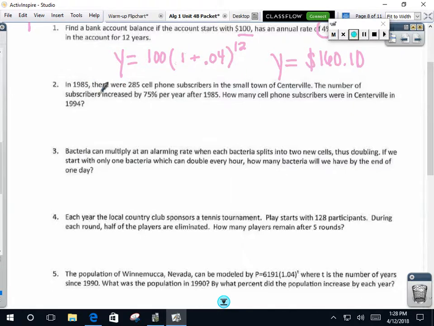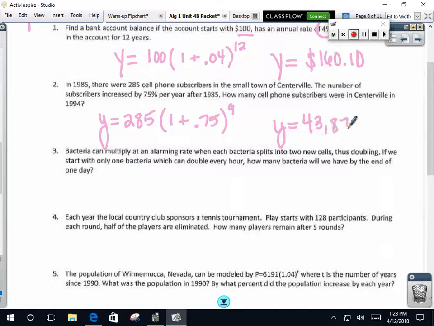The number of subscribers increased by 75% per year after 1985. How many cell phone users were there in Centerville in 1994? So Y equals 285, right? It's a growth, so it'll be 1 plus, and then the rate is 75%. And then after how many years? 9. From 1985 to 1994 is a 9-year period. So in those 9 years, how many cell phone users did that grow to?